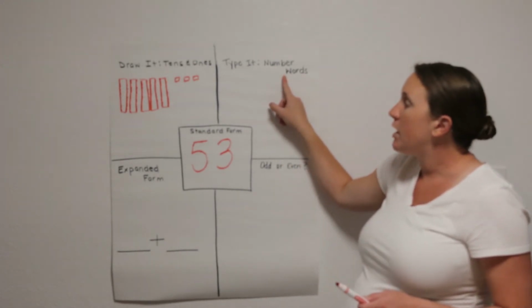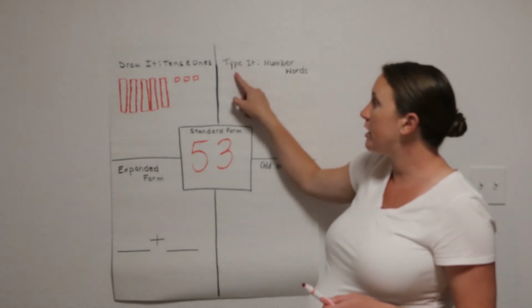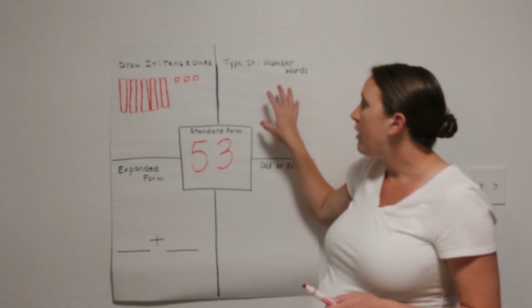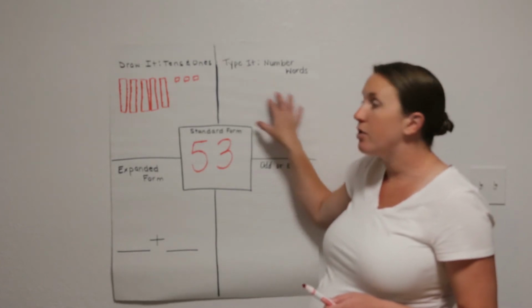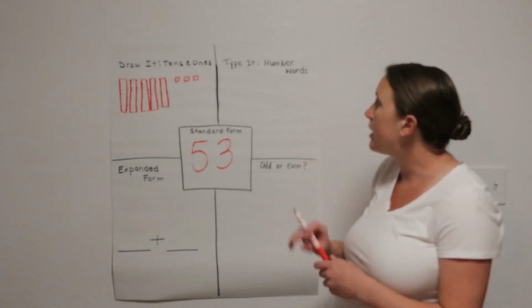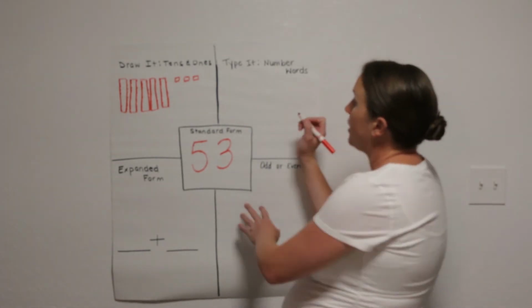So when you're working on Seesaw, you'll click on the little type it part to type the number word. When you're doing this on a piece of paper, you'll just write it. Now you might have to have your parents help you out with this part a little bit because we haven't worked on number words too much.